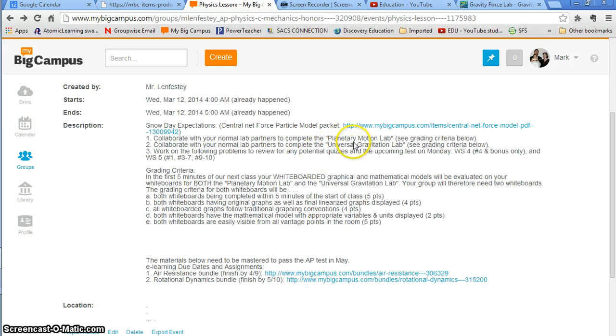You want to make sure you have both those labs done. You've got all the data gathered, you've got it graphed, you got it linearized, you know what the mathematical models are, because I'm going to be grading you on how quickly you can put together your whiteboards and how well they look. So right here are the grading criteria. If you have nothing on your whiteboards or if you just slopped it on there, you're going to get a low score.